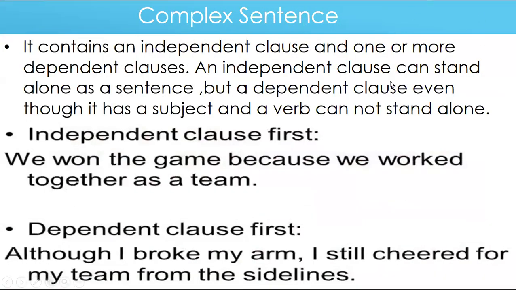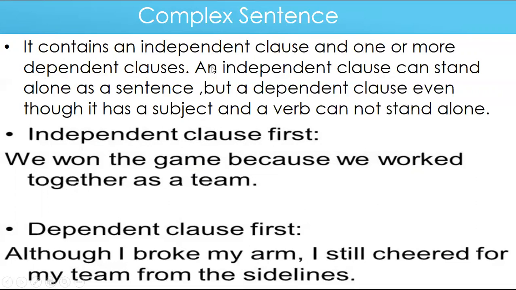Next, it's a bit different because it's a complex sentence. It's giving you different reasons, different logics, and sometimes how one clause is depending on another clause. One independent clause is ruling another one. There are some reasons, some logics and some different situations. It contains an independent clause and one or more dependent clauses. Dependent clauses are actually ruled by one independent clause.